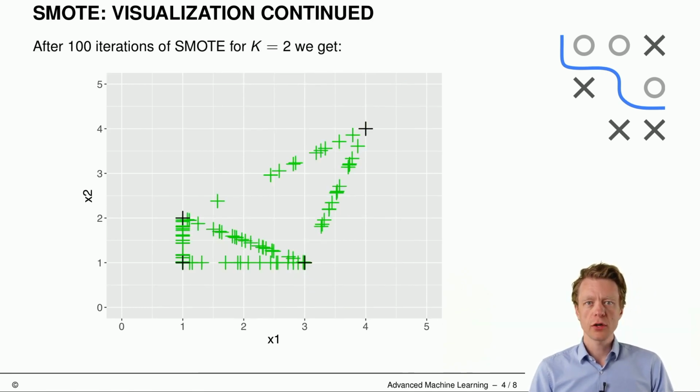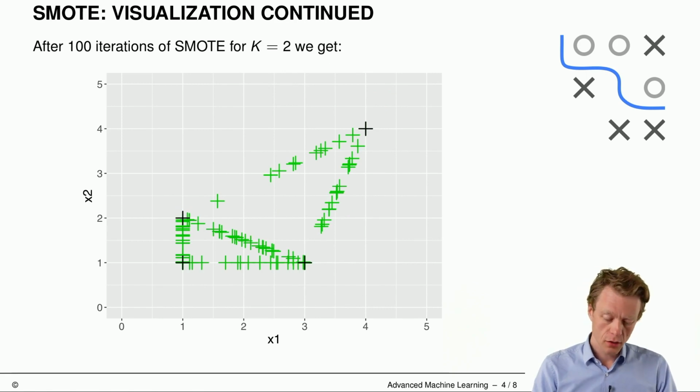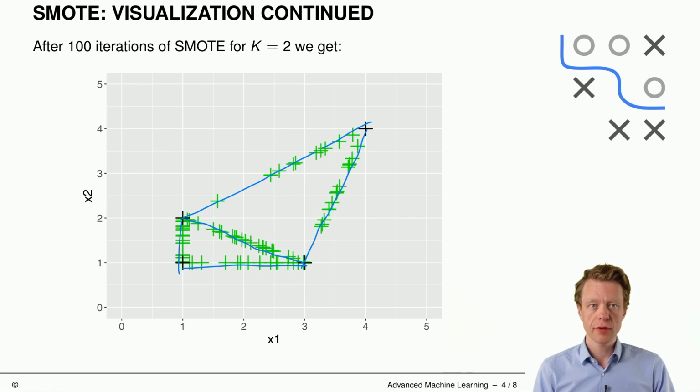And doing this over and over again, we get a lot of new points, and as you can see, all these points are on straight lines between original data points. Okay, so we have 1, 2, 3, 4, 5 lines here, and all the new points lie on one of these 5 lines.